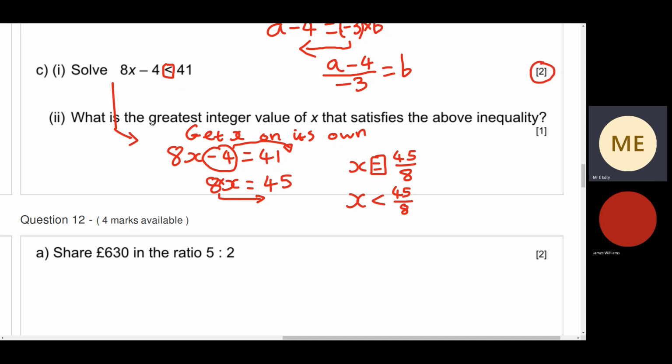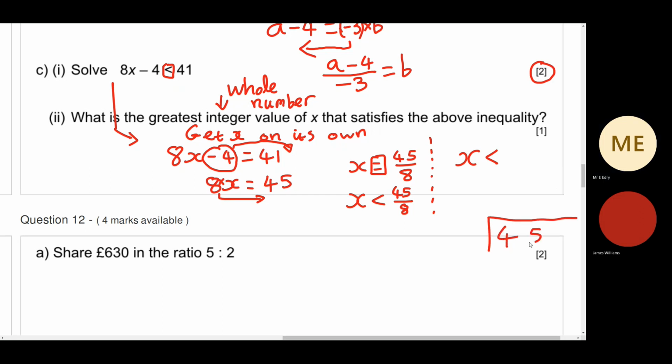And then they're on about what is the greatest integer value. Well, integer means whole number. So what I would need to do is actually work out what 45/8 is as a fraction, as a decimal, or as a mixed number. So to do it as a mixed number, I could say 8 into 40, or I could use a bus stop, might be easier actually. If I use a bus stop, 45 divided by 8, 8 into 4 goes none, remainder 4. 8 into 45. So how many 8s will be in 45?